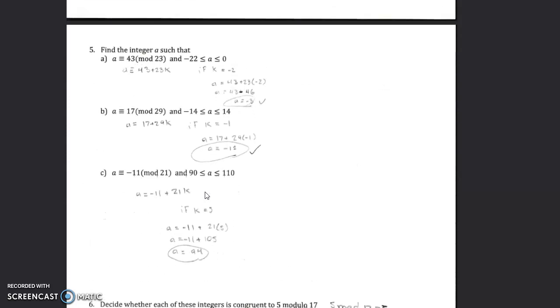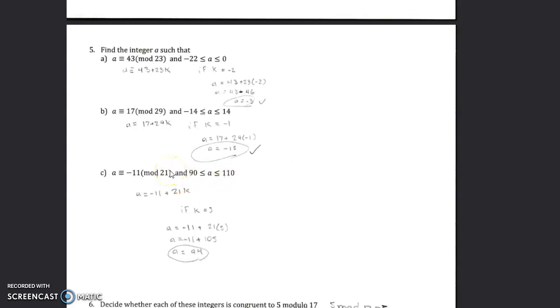5, you're just finding a number such that A fits the criteria. So A is going to be equal to 43 plus 23k. You can rewrite this because of mod rules that we learned early in the chapter. So I need A to be a number between negative 22 and 0. So let's just say I chose a number for k to be negative 2. Negative 2 times 23 is negative 46. 43 minus 46 is equal to negative 3. A is equal to negative 3, which is between the parameters of negative 22 and 0, which is correct.